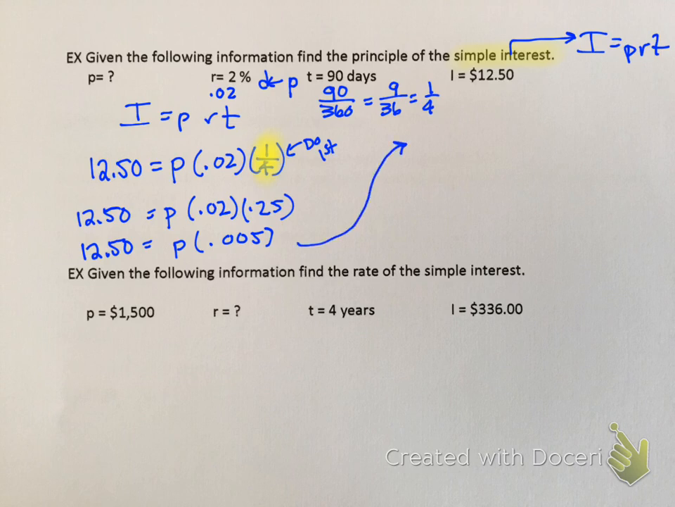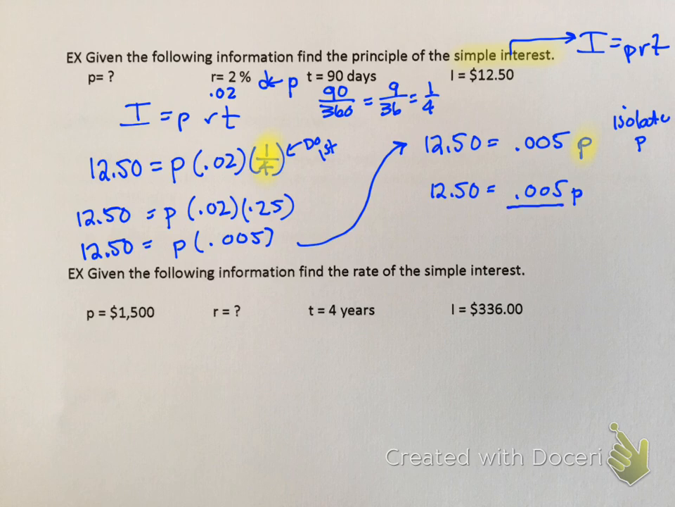Now, multiplication is commutative, so I can rewrite this just so it's familiar, it looks like an algebra problem, as 0.005 P. Now I have to isolate P, meaning I got to get P by itself, okay? So to isolate P, P is currently being multiplied by 0.005. I have to do the opposite operation to move 0.005 over to the other side. The opposite operation is division, because remember 0.005 was multiplied by P. So I'm going to divide off 0.005 on both sides.